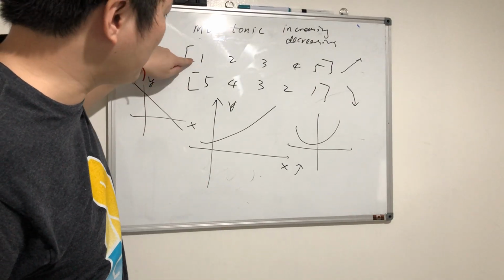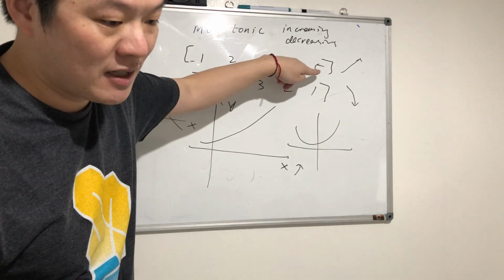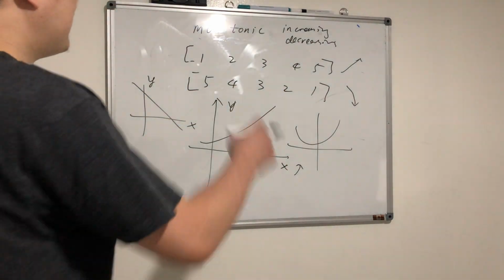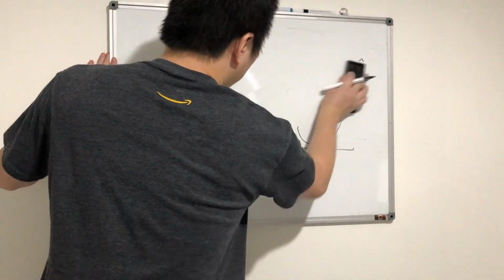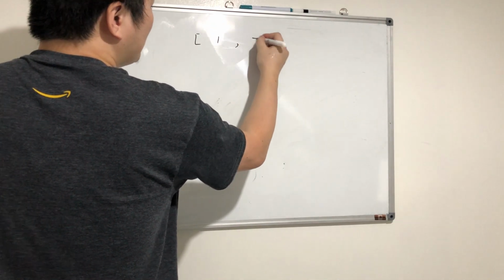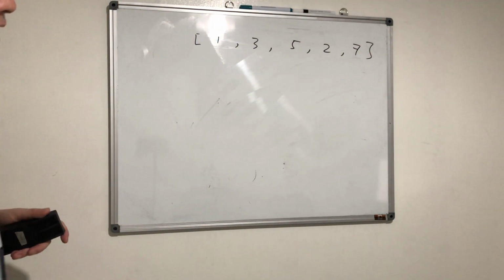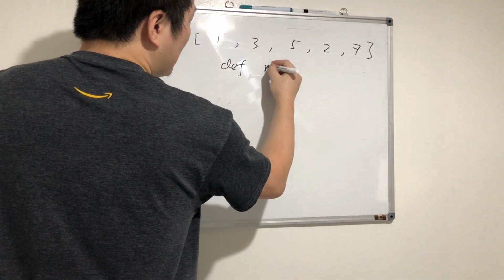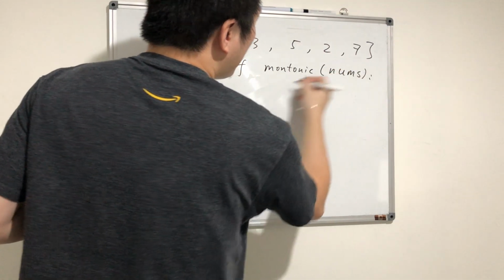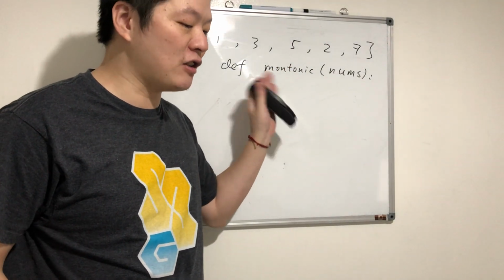Do you get it? This is a monotonic increasing array, because it is always increasing. And this one is always decreasing. Okay, so our task today is very simple. You're given a list of numbers. 1, 3, 5, 7. Is this monotonic? Yes. Return true if it's either monotonic increasing or monotonic decreasing. Return false if it's not.